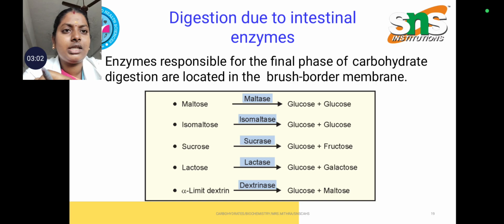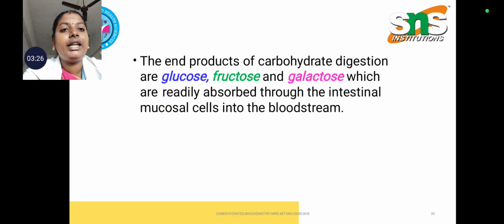So the enzymes responsible are: maltose is converted into glucose plus glucose with the help of enzyme maltase, and isomaltose into glucose by isomaltase. Sucrose is converted into glucose plus fructose with the help of enzyme sucrase, and lactose is converted into glucose plus galactose with the help of enzyme lactase. The final end products of carbohydrate digestion are glucose, fructose and galactose, and they are readily absorbed through the intestinal mucosal cells into the bloodstream.